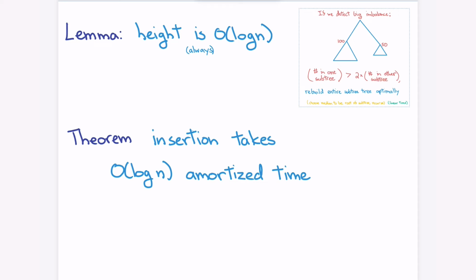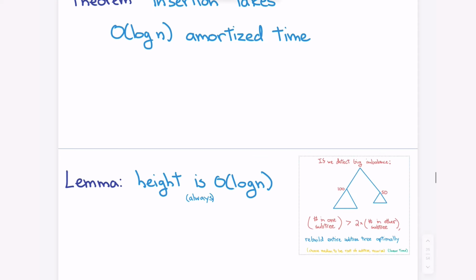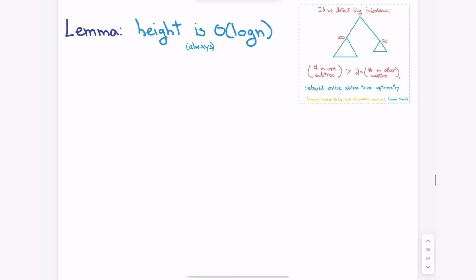Good. Let's do the first lemma, which will help motivate why we're doing this kind of local balancing. The claim is that as long as I'm local balancing, so that means as long as I'm applying this algorithm, each subtree will be within a factor of 2 of the other. The height will always be at most log n times a constant. So why?